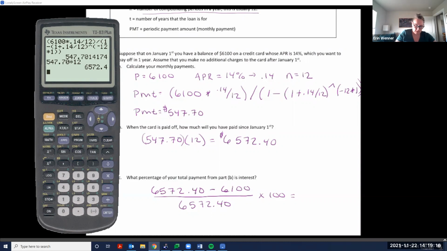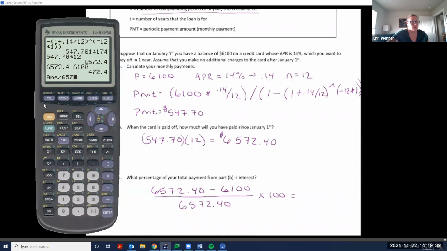Okay, so when we calculate this, we end up with, let's see, 572.4 minus 6,100 divided by 6,572.4. So we get that, right? 0.0718, blah, blah, blah. Then we have to times by 100 to convert it to a percent. So don't round until you've converted it to a percent. And again, I'm asking for the nearest 100th of a percent.